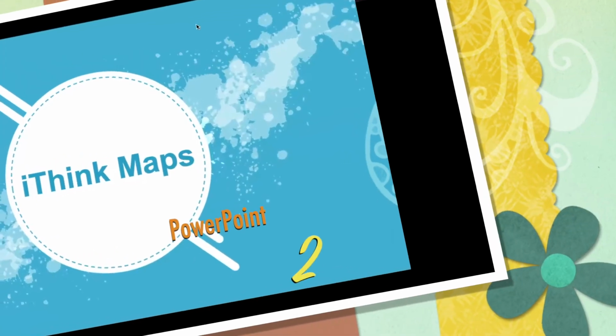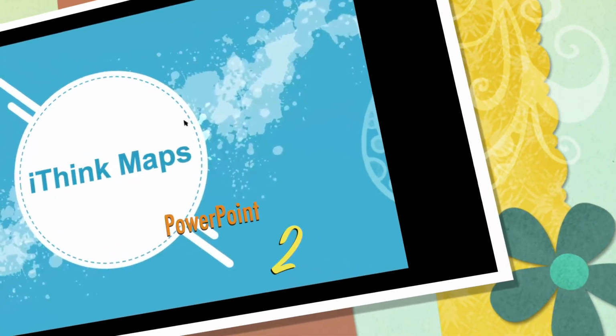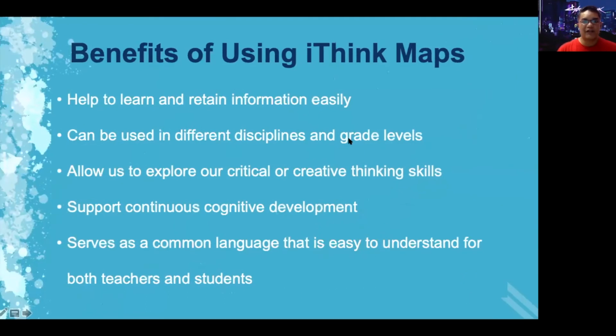Okay guys, let's talk about IT maps. Benefits of using IT maps: help to learn and retain information easily, can be used in different disciplines and grade levels, allow us to explore our critical or creative thinking skills, support continuous cognitive development, serve as a common language that is easy to understand for both teachers and students.